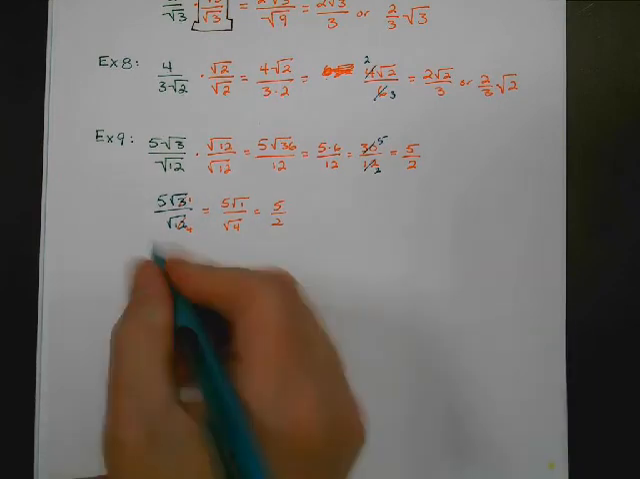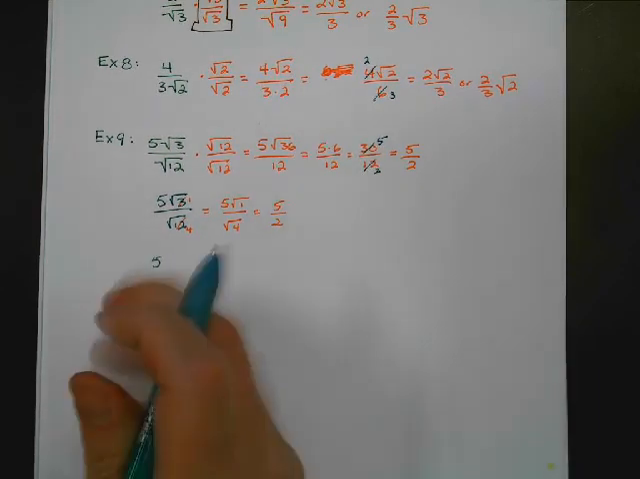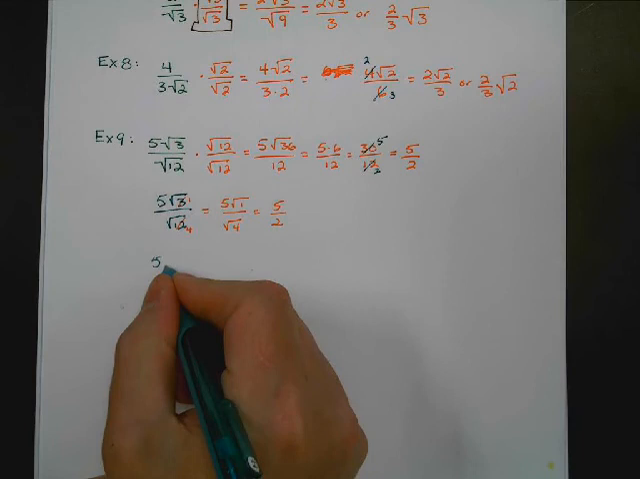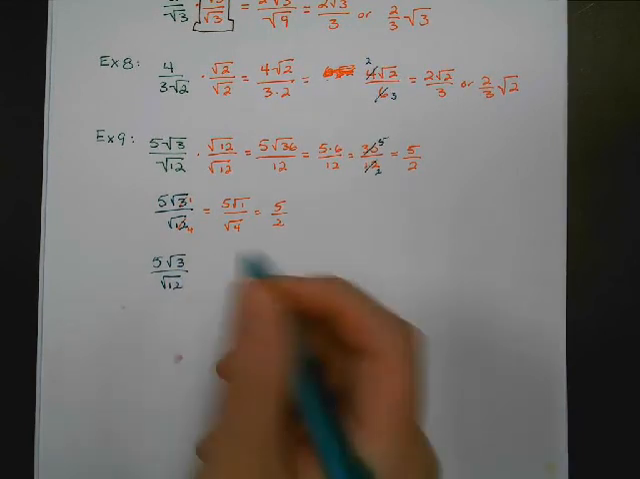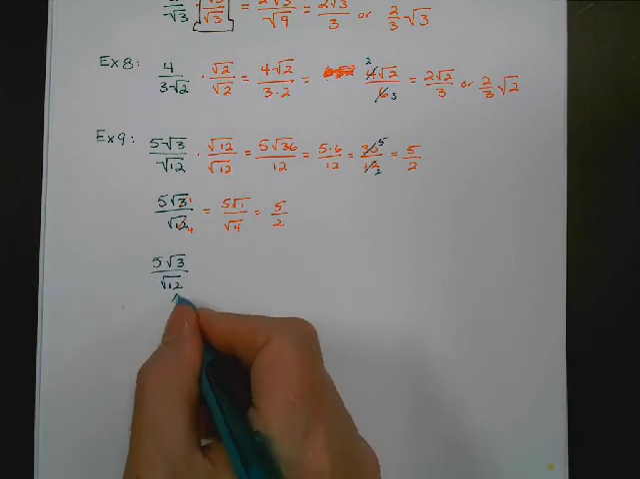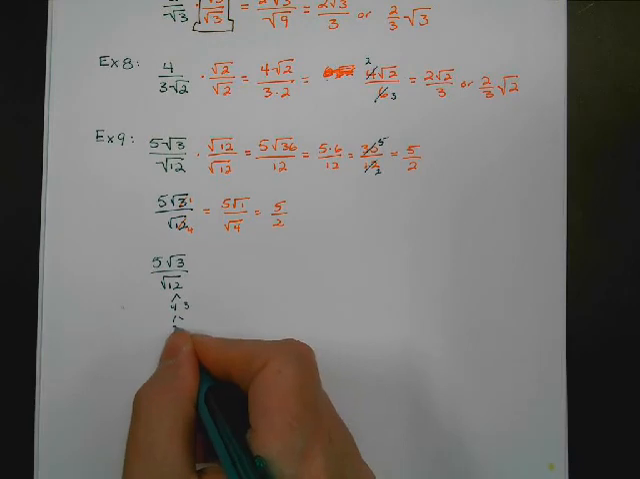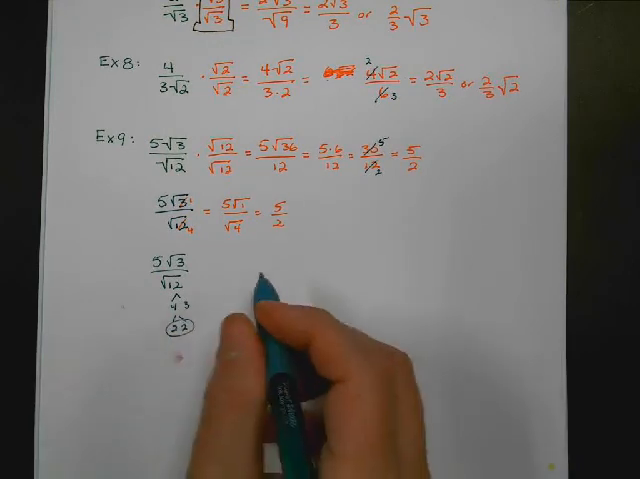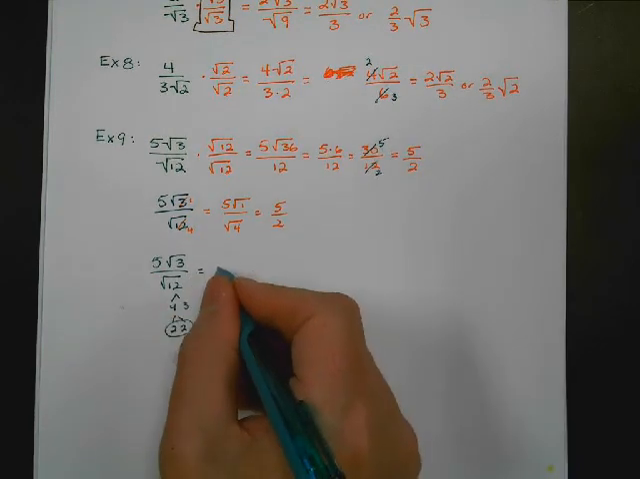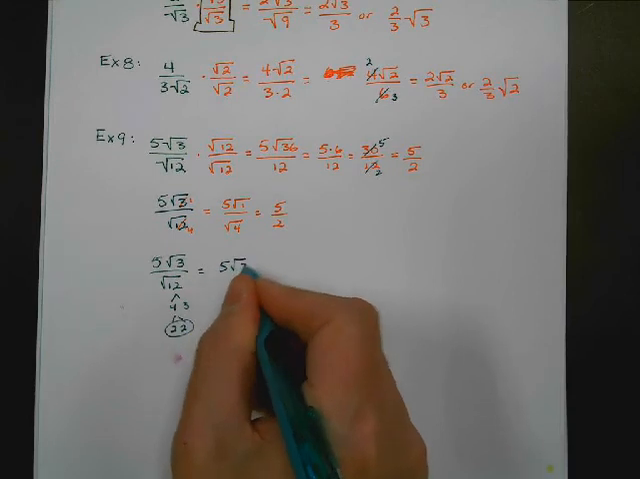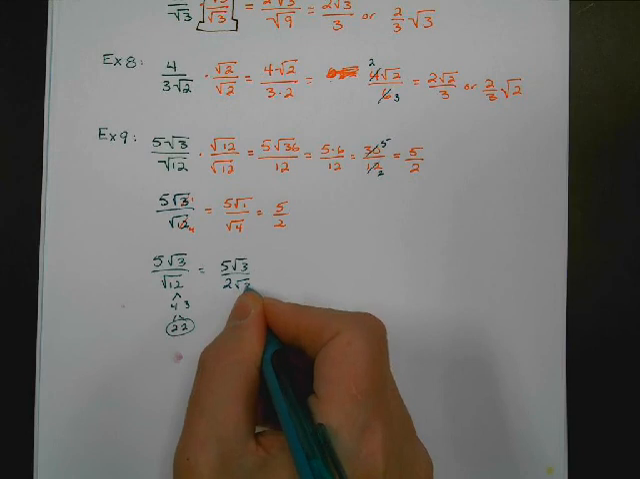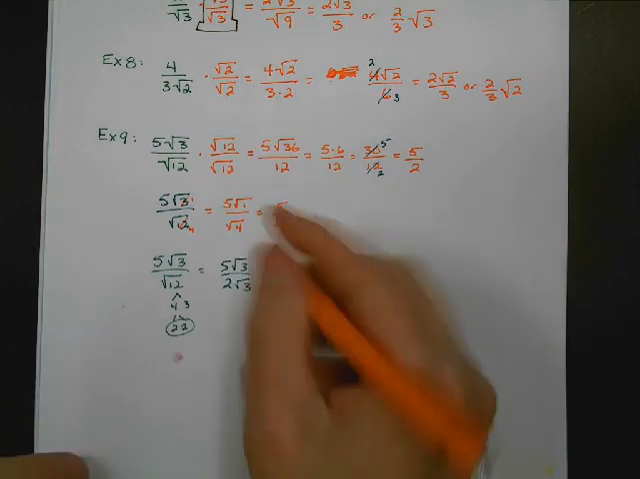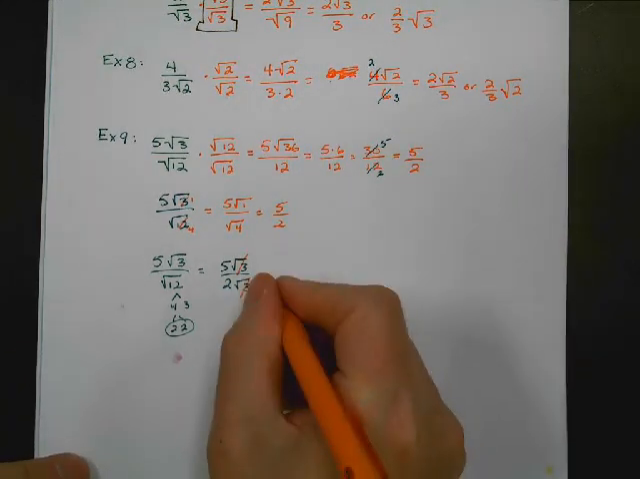Is there another way to do it? Yes, there is. If I had 5 root 3 over root 12, you might say, well, can I just reduce this into 4 times 3? And then this one would be 2 times 2. Yes, you could do that. So this would become 5 root 3 over 2 root 3. And then the root 3's reduce. And you get 5 over 2.